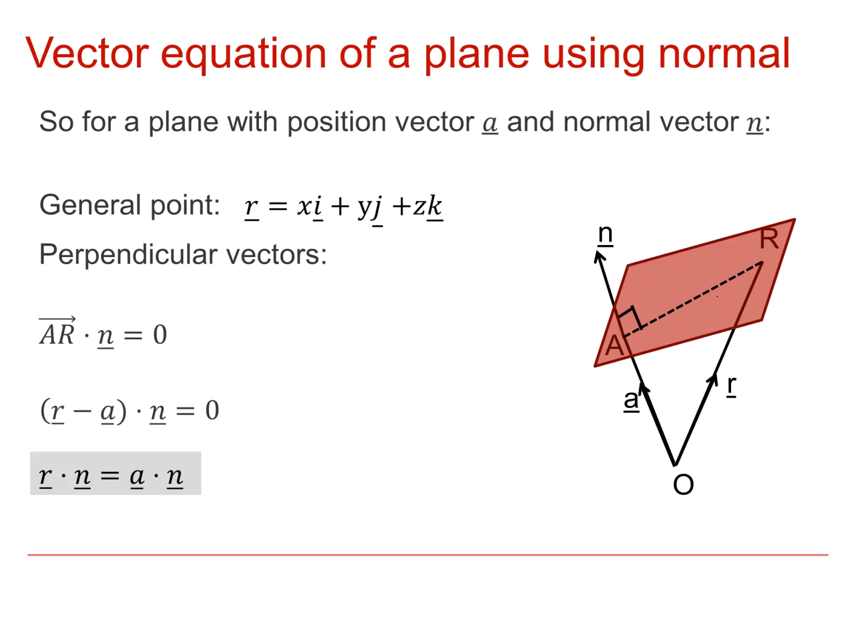So, if we have a plane with position vector a and normal vector n, a general point r, xi plus yj plus zk, must satisfy the equation r minus a dot n equals 0, which can be rearranged to be r dot n equals a dot n. And this is the most useful form to remember.